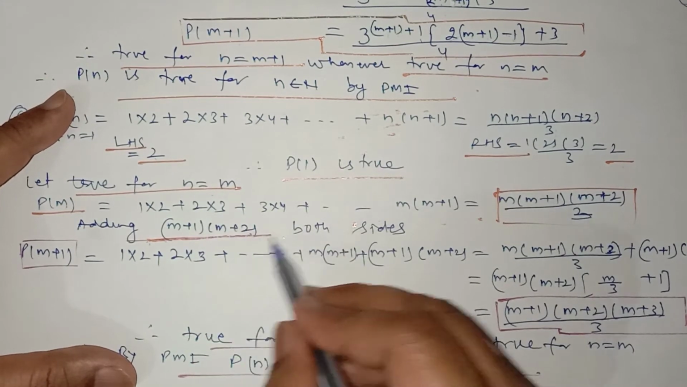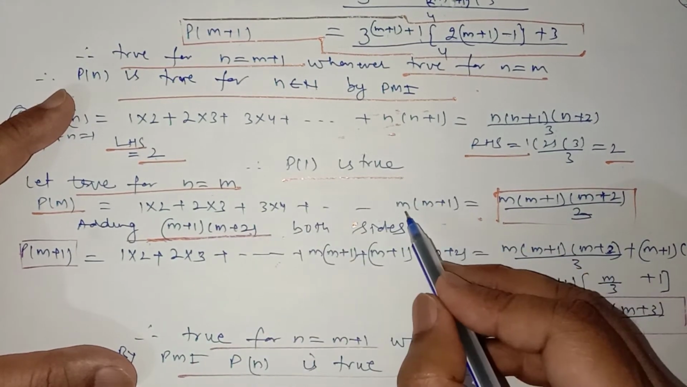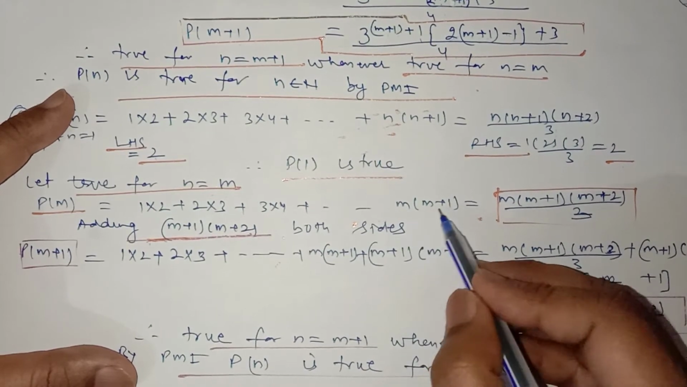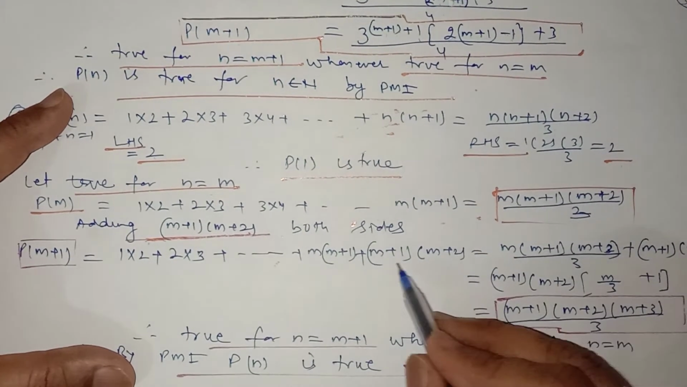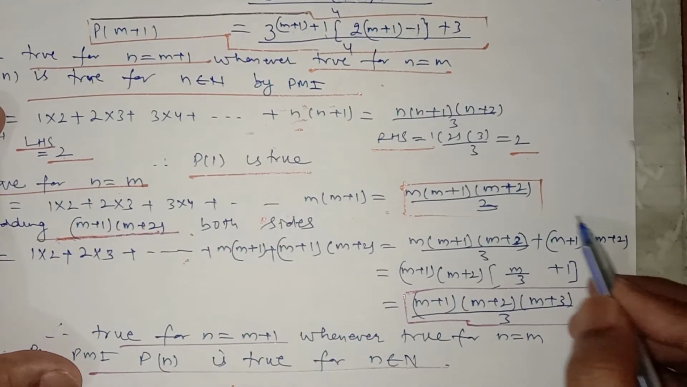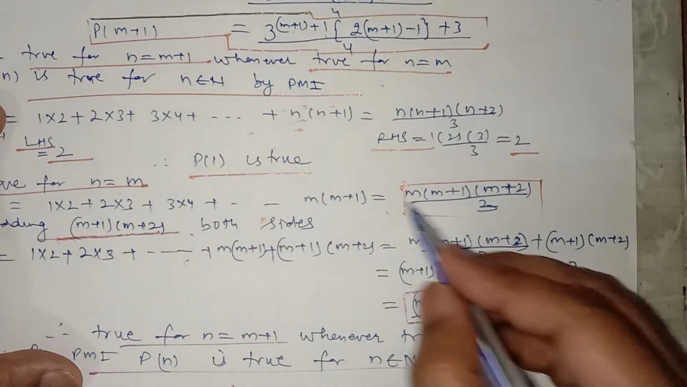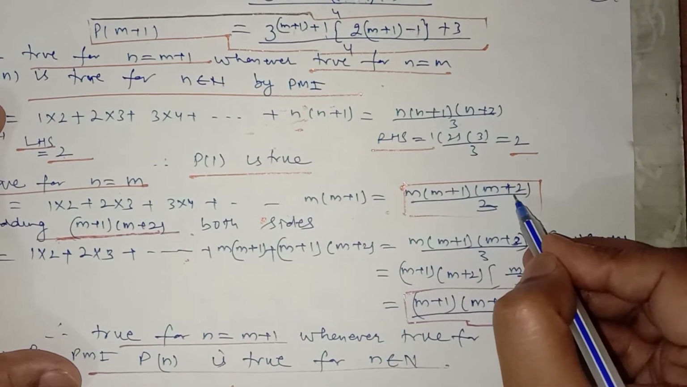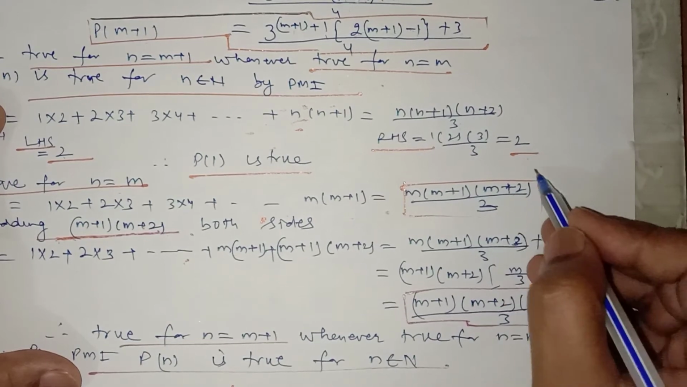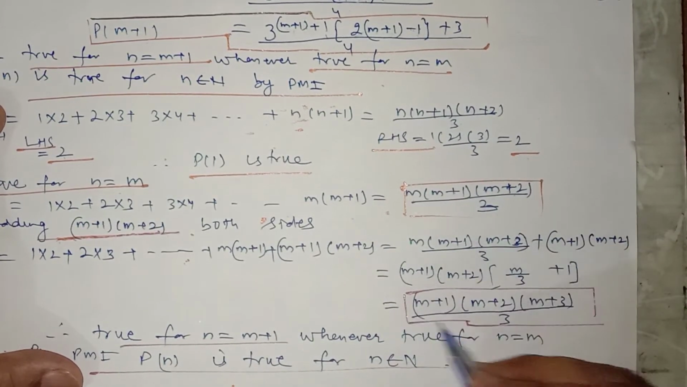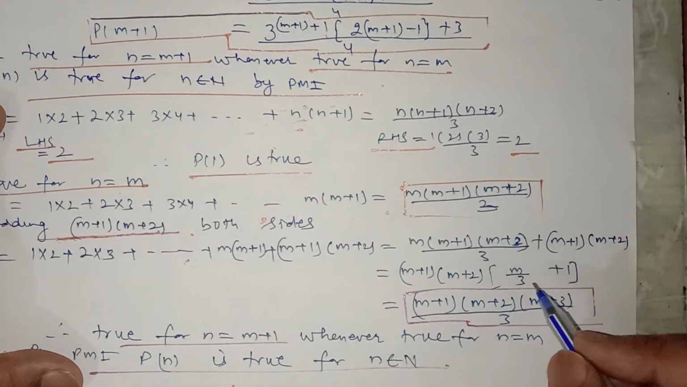Now again we have to add the next term of this to both sides, which is m plus 1, m plus 2 is the next term of this. Add this to both the sides. This we have added, and in the right hand side also I have added. And by adding these two terms, you should obtain m plus 1, m plus 2, m plus 3 upon 3, which is the next term of this. Concentration should be there for proving m plus 1 is true.